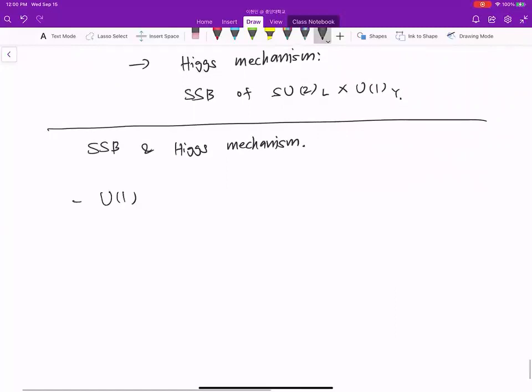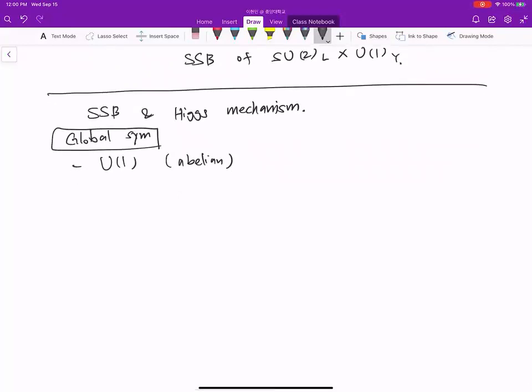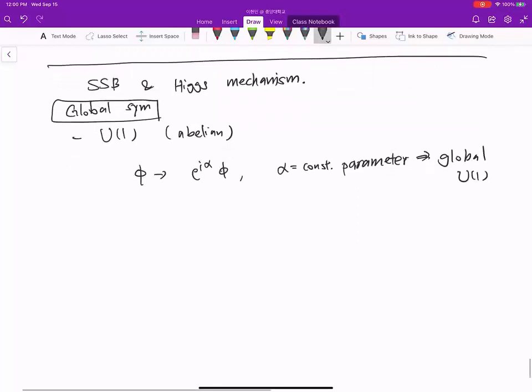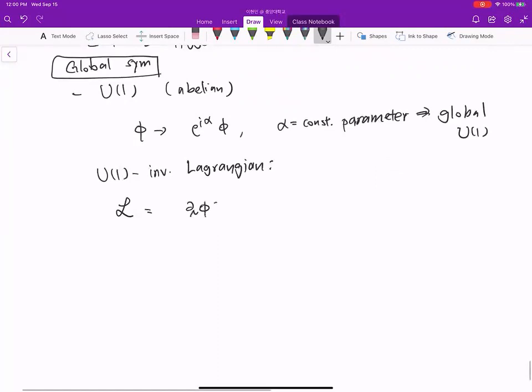I think you're all familiar with the abelian case. So first, let me start from global symmetry and the breaking of U(1) symmetry. U(1) global symmetry means we are transforming the field by a constant phase, where alpha is a constant parameter. That means this is the global U(1). Then you can construct a U(1) invariant Lagrangian, which is given by this Lagrangian.